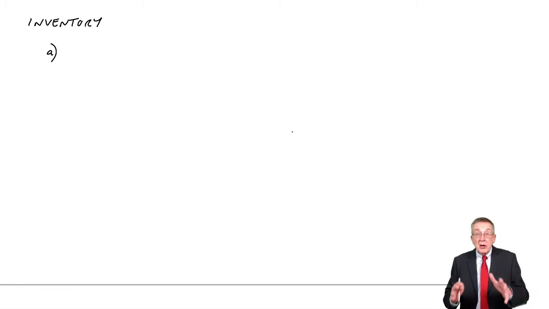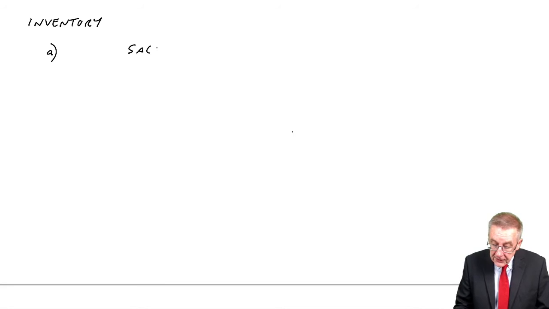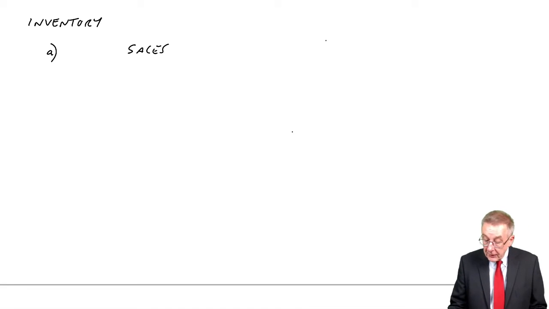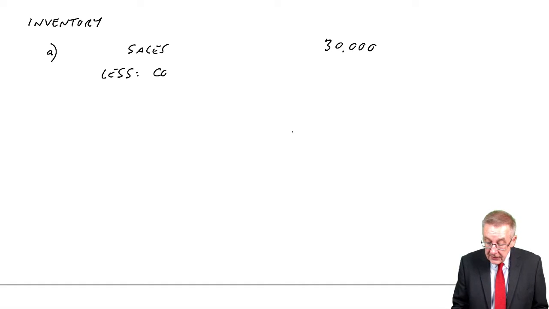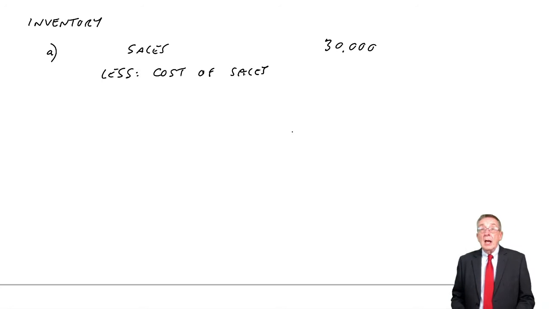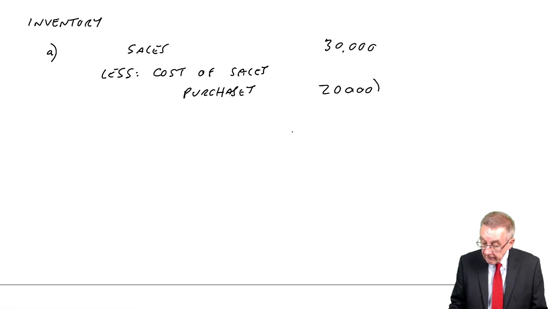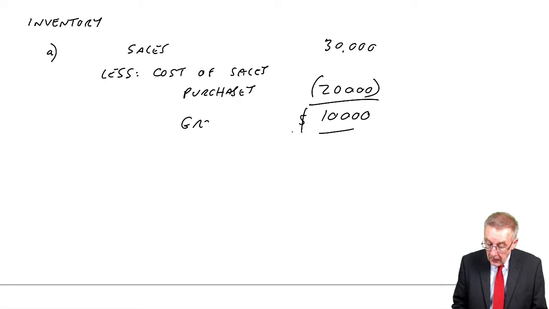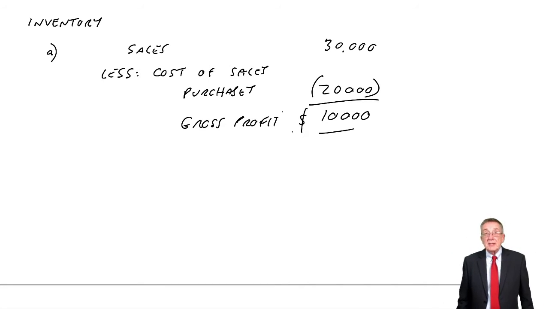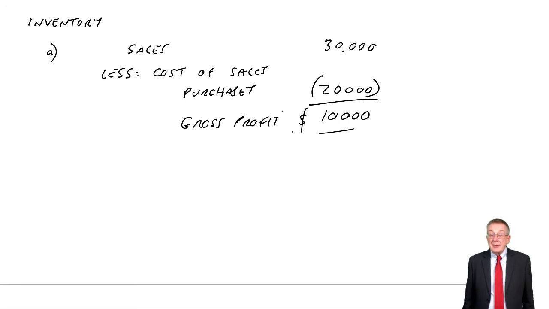To get that first bit, the gross profit, we take the sales, which were 30,000. We subtract the cost of the sales. Well, that was the purchases of 20,000. And therefore, the gross profit is 10,000. And of course, then in the full statement of profit or loss, you've got all the various expenses. But that's the gross profit in the first year.